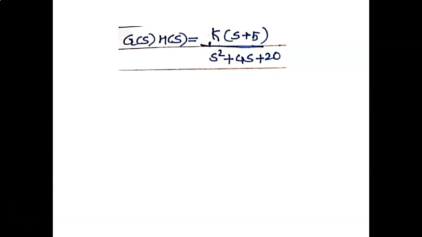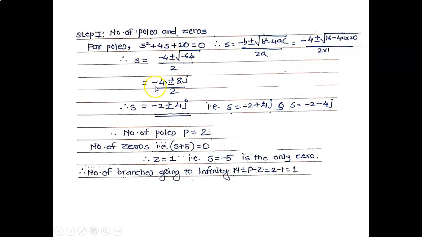Now we will see problem number 3. G(s)H(s) is equal to k into (s plus 5) divided by s square plus 4s plus 20. We have to draw the root locus of this function. Therefore, step number 1, we determine the number of poles and zeros.